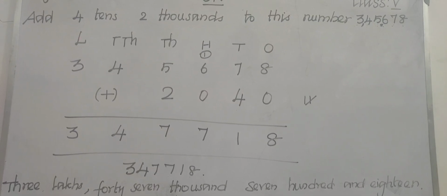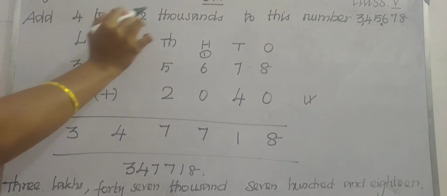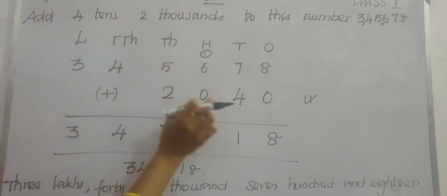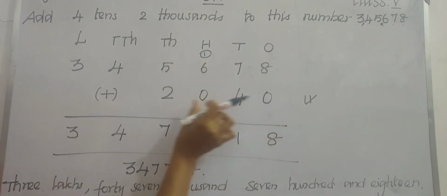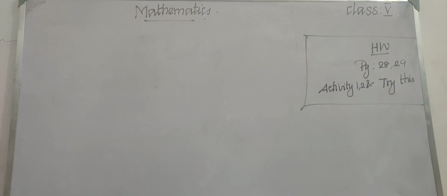Children, can you all understand this? Very easy, right? Simply a number was given, and we just add 4 tens and 2 thousands. I just put this 4 in tens place, and 2 in thousands place. So in our remaining places I just put zeros. So that I got 2040. Now we can add. Simply we got the answer as 3,47,718.